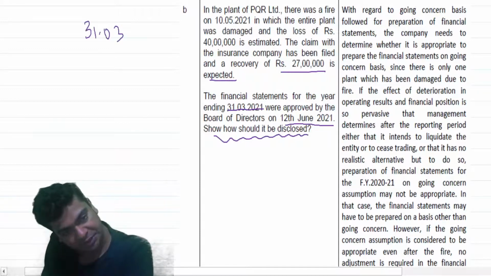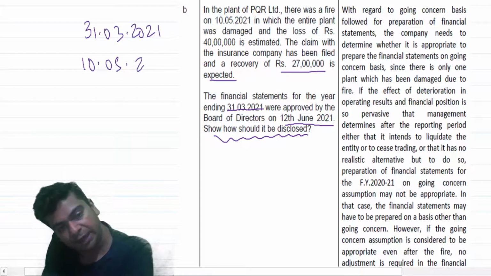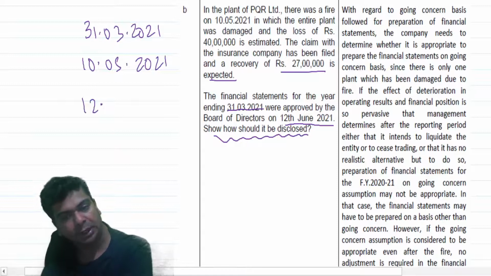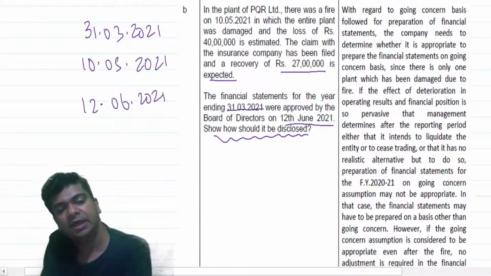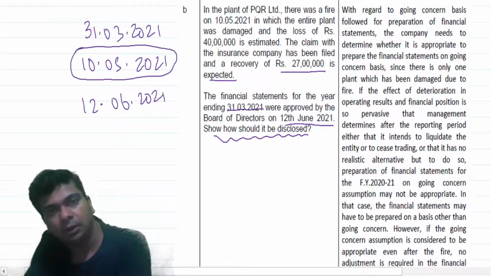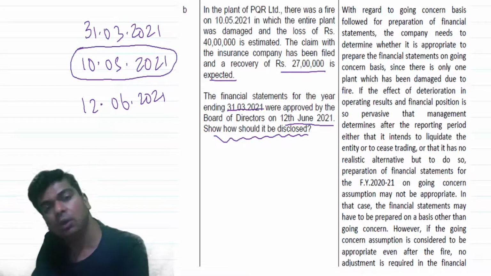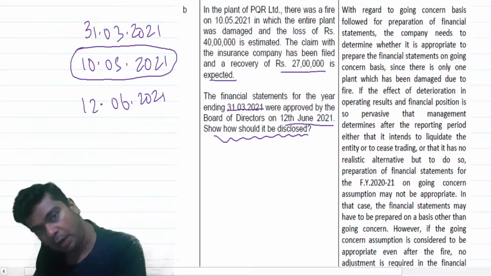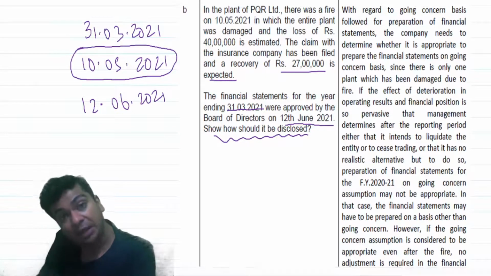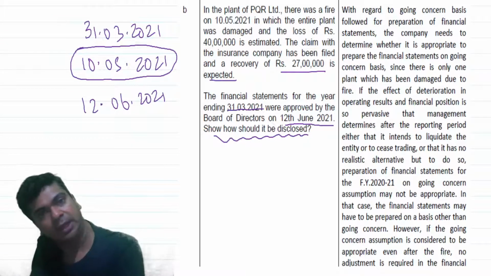Your balance sheet date is 31st March 2021. The fire is occurring on 10th May 2021. And the finalization and the approval is happening on 12th June 2021. This is indeed an event after the reporting period. Were the circumstances that led to the event existing on the reporting date? What is the event? A fire has broken out. Were the circumstances that resulted in the fire on 10th May existing on the balance sheet date?